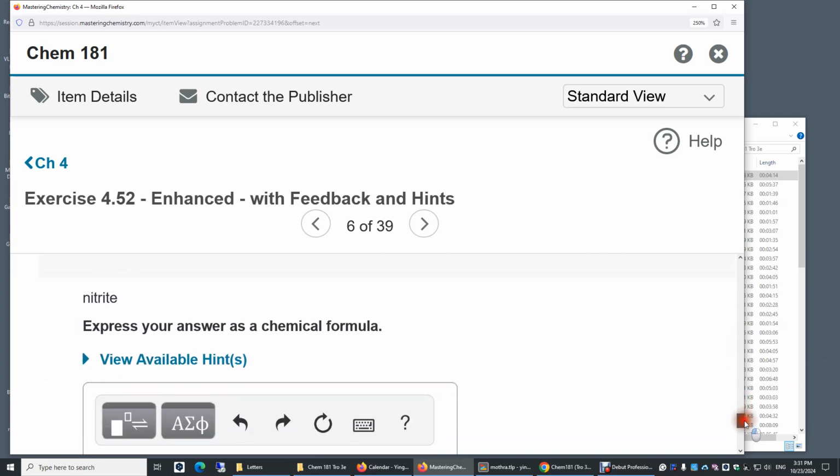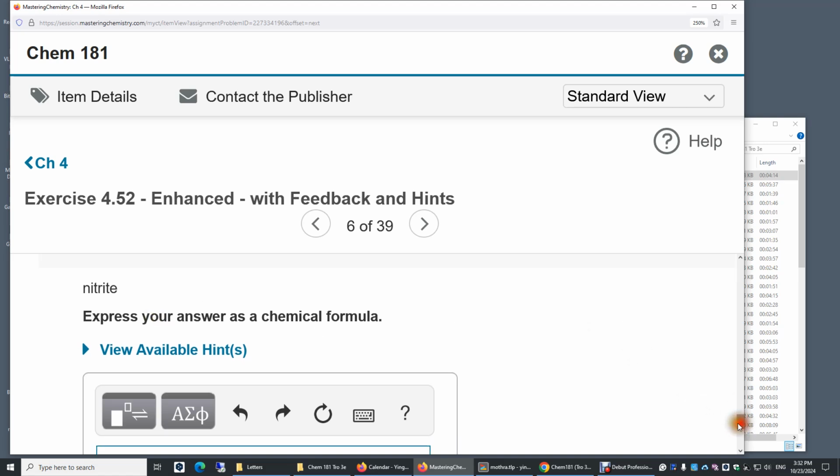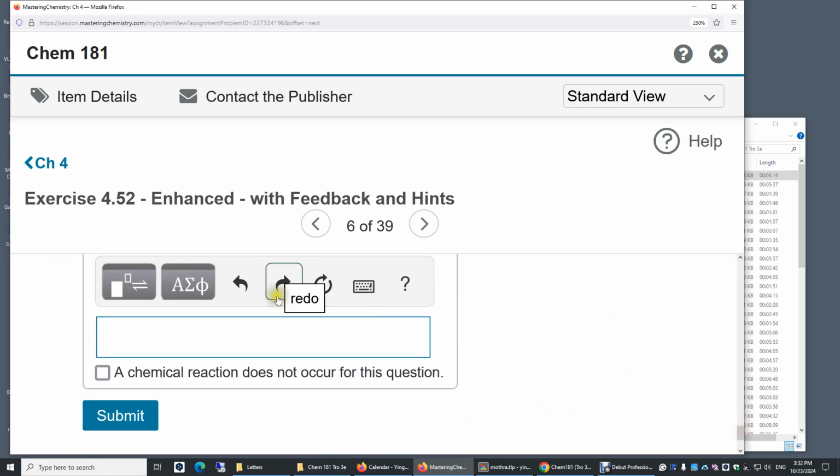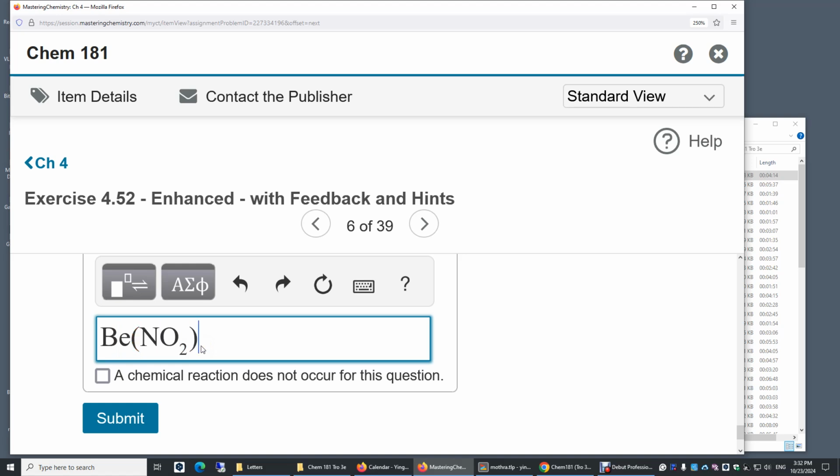Part D, nitrite. There's nitrate, there's nitrite. In nitrate we have NO3, in nitrite we have NO2. Both bear a -1 charge. So over here we have NO2 with -1 charge. Right, NO2, and we need 2 nitrite to balance the +2 charge from beryllium.